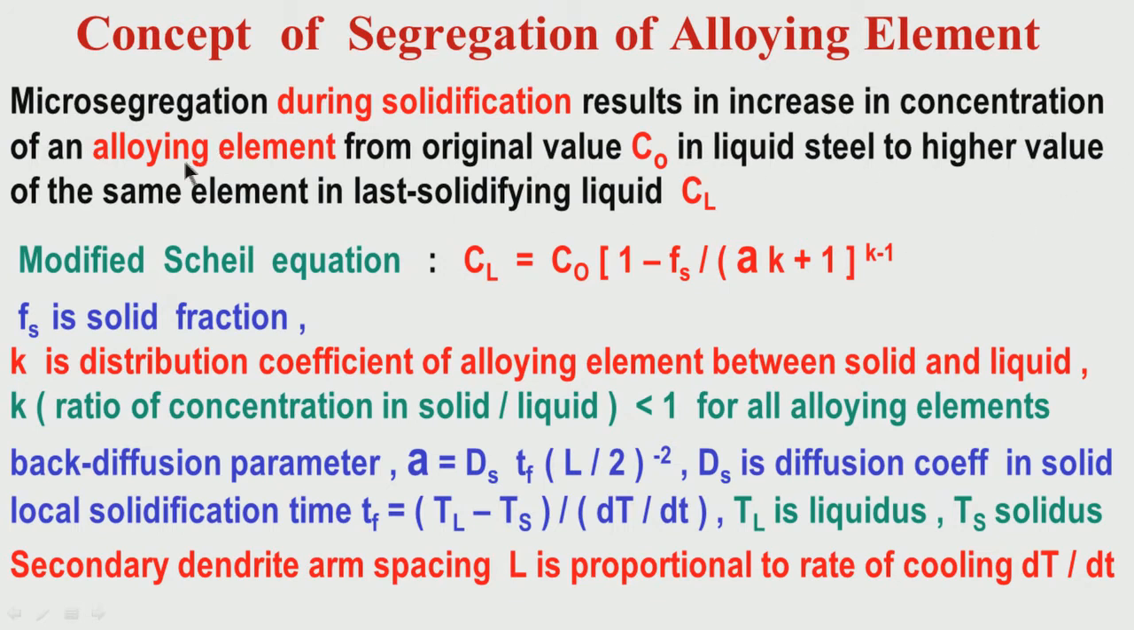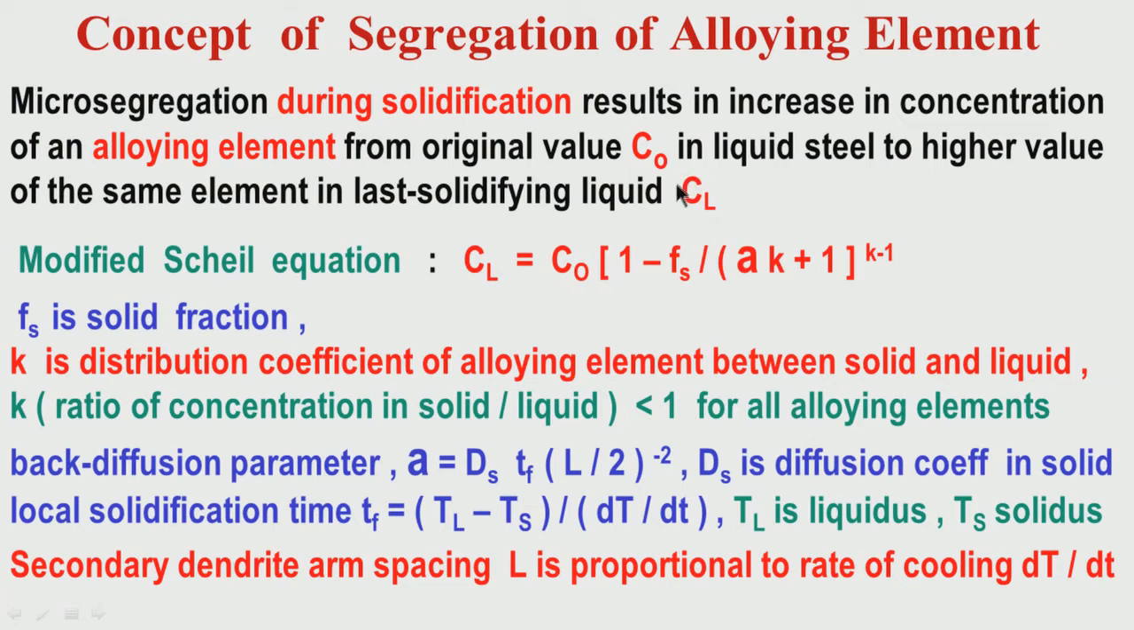What is important is the increase in concentration of the alloying element from the original value. If it is C0 in the liquid steel, that means when the solidification is starting, in that liquid steel the concentration of sulfur is C0, then due to segregation it increases to the concentration of sulfur in the last solidifying liquid, which is called Cl. So, Cl is more than C0, this is called segregation, because the solid will release the alloying element and it will go to the liquid. So, the liquid becomes more and more rich in the alloying element.